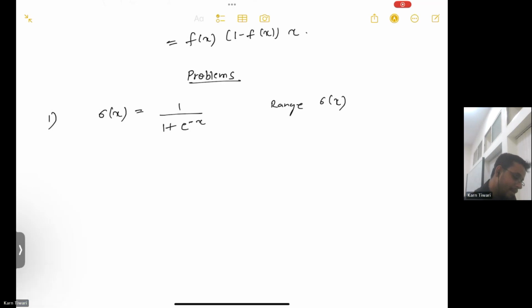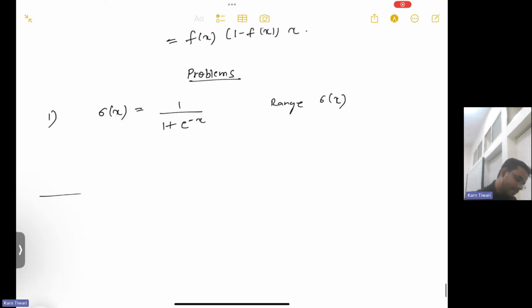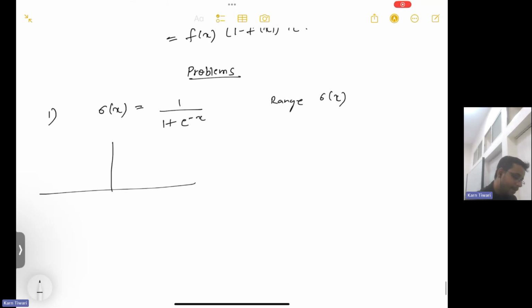Okay. So the first way of using this is plotting. Many of you will find it easy. At 0, what's the value we know? It will be 1 divided by 1 plus e to the power minus 0. E to the power minus 0 is equal to 1. So that is 0.5.